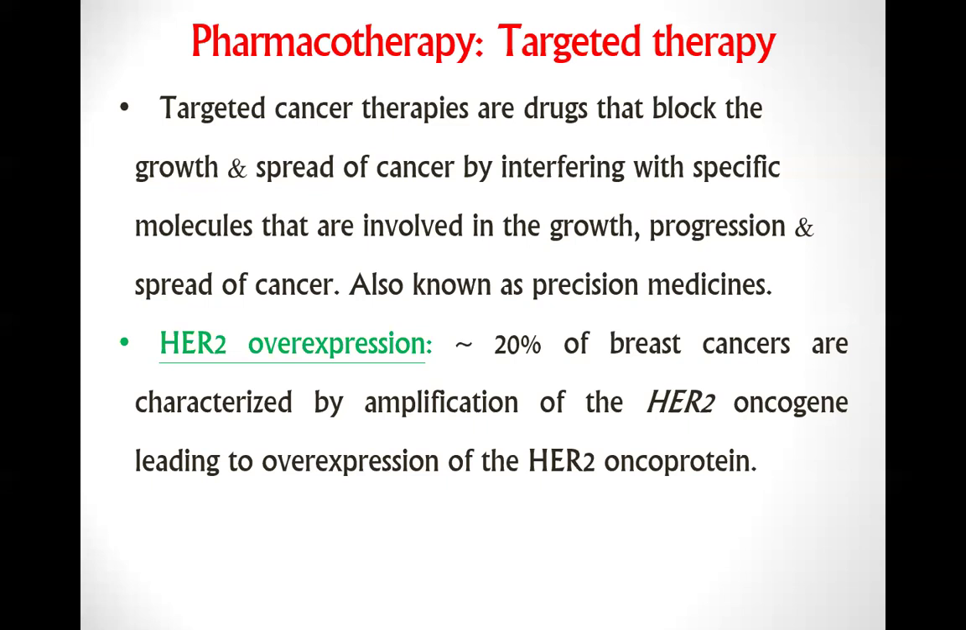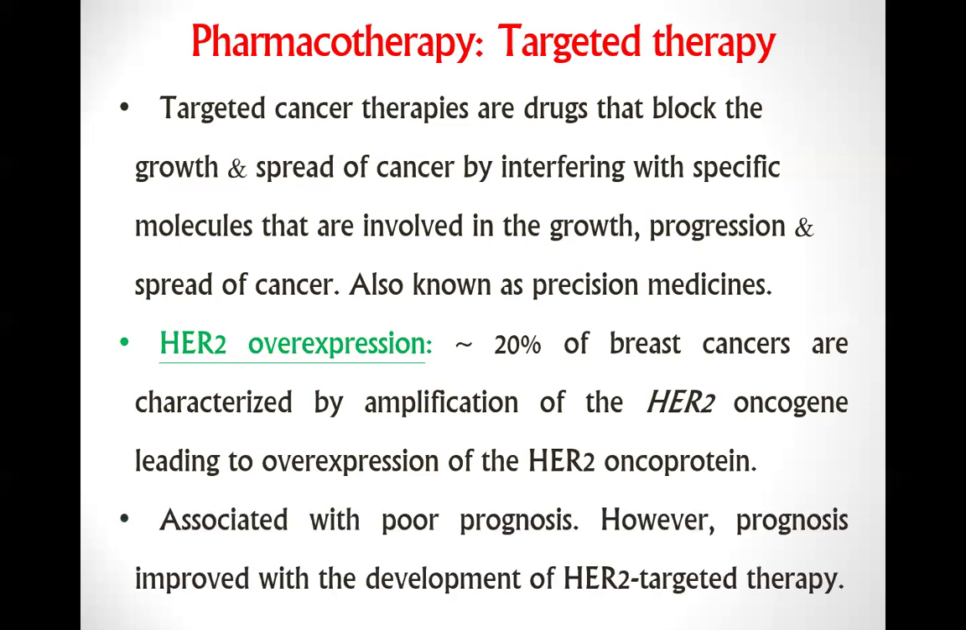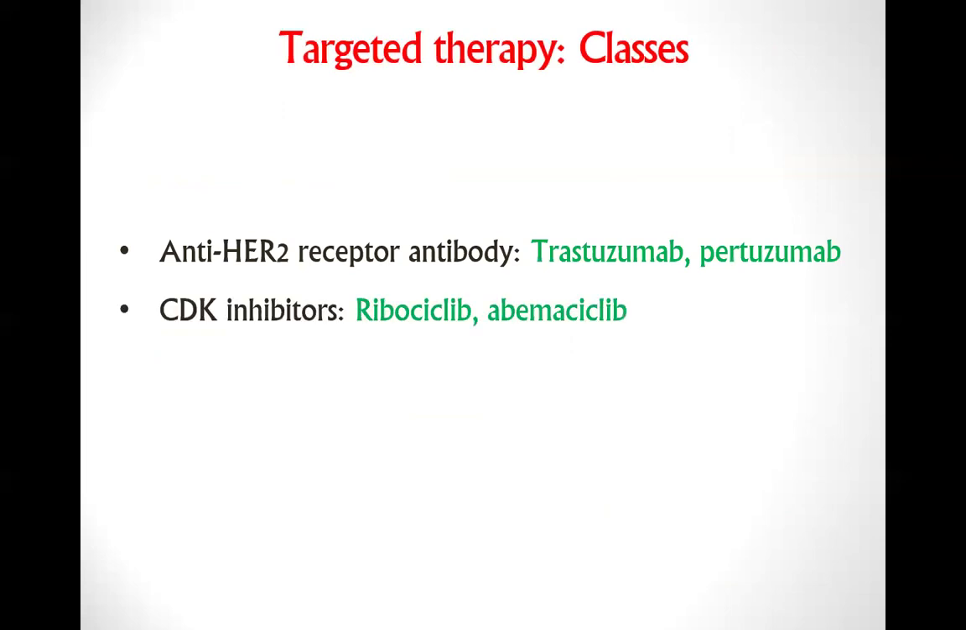So HER2, pathologists and clinicians covered HER2. About 20% of the breast cancers are HER2 receptor positive, and they are associated with poor prognosis, but with the advent of targeted therapy directed against HER2, we have very useful drugs. They have completely revolutionized the treatment of HER2 positive breast cancers. Okay, we have two classes of drugs: anti-HER2 receptor antibodies, which are trastuzumab and pertuzumab, and CDK inhibitors. We'll discuss one by one.